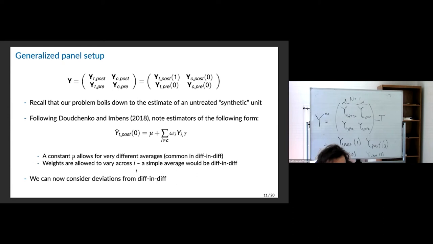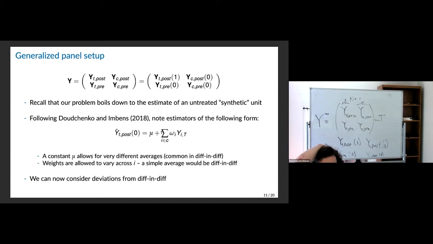Remember, what the Duchenko and Imbens paper says is that estimators of this counterfactual can be boiled down into a very simple formulation: there's a constant term mu, and then a weighted combination of the post group's outcome. So it's really using the units in the control group, their observed outcome, and weighting them up in order to get this. A lot of the estimators follow versions of this approach to get particular weighted functions, essentially constructing a synthetic version.